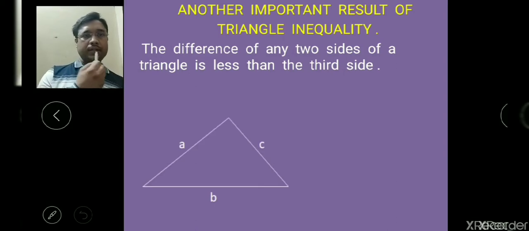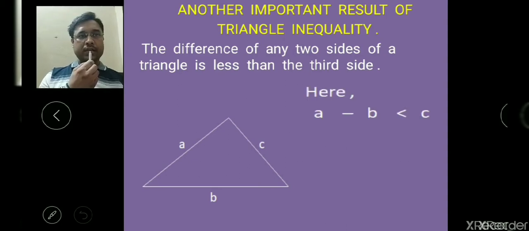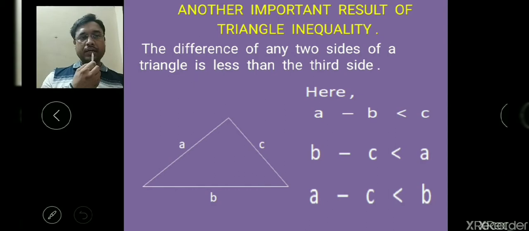You see, this is a triangle whose sides are A, B and C. Then the difference between the sides A and B is less than C, that means A minus B is less than C. Then B minus C is less than A. Similarly, A minus C, the difference of A and C, is less than the third side B. That means the difference of any two sides is less than the third side.